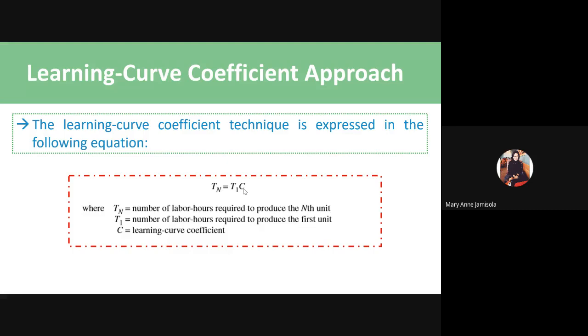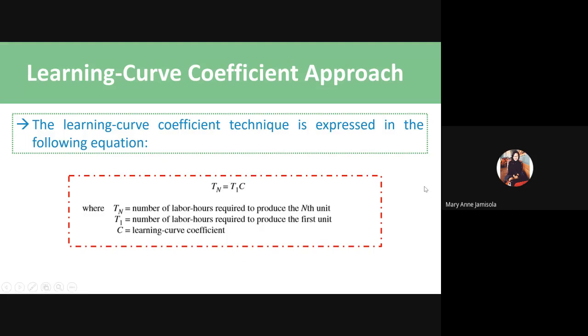For the arithmetic approach, the last variable is L to the power of n. For the logarithmic approach, the last coefficient of the formula is n to the power of b. For the learning curve coefficient approach, the last variable is c, c representing your learning curve coefficient.